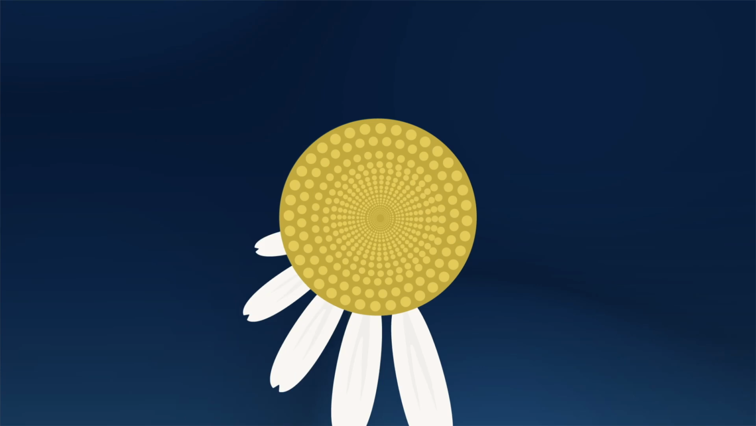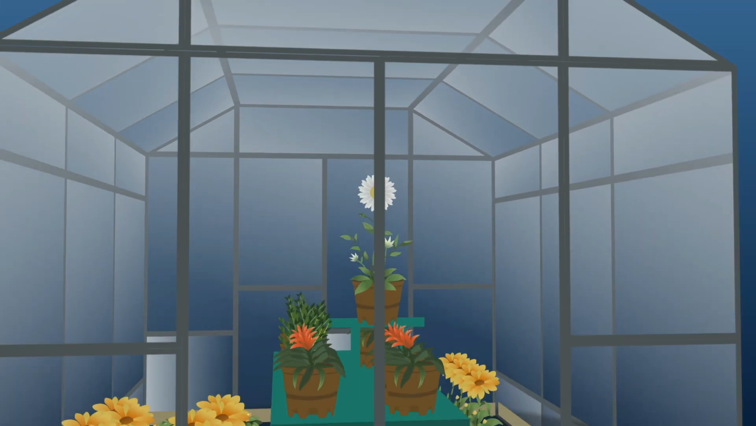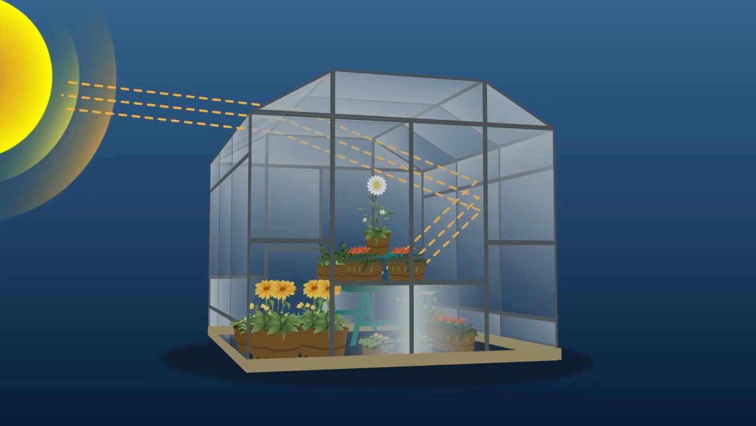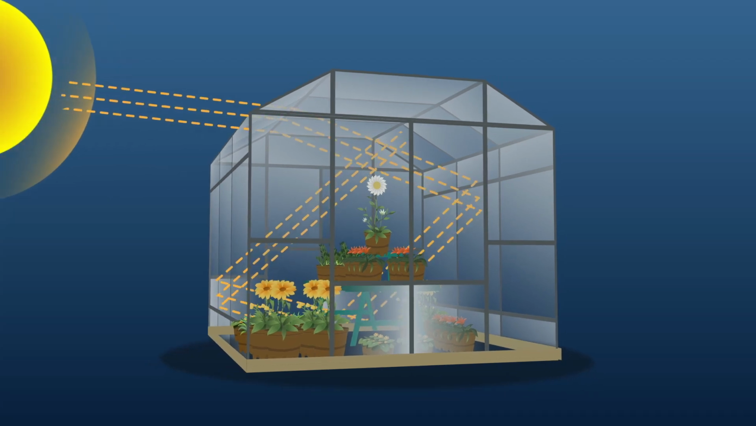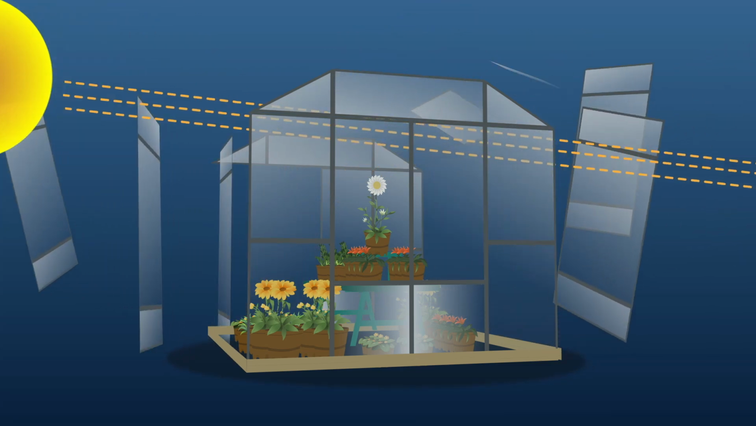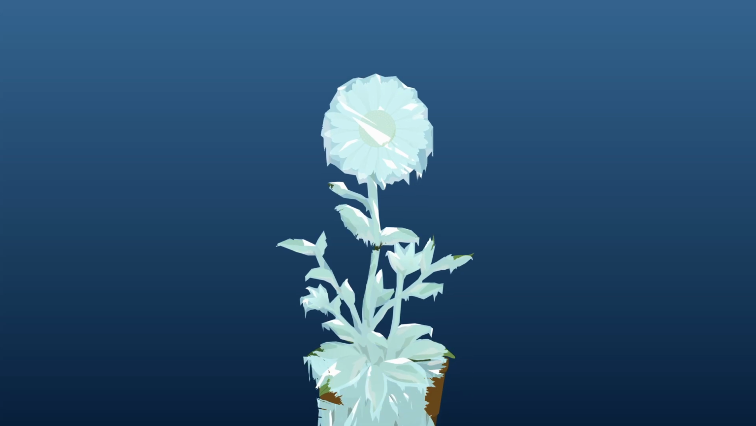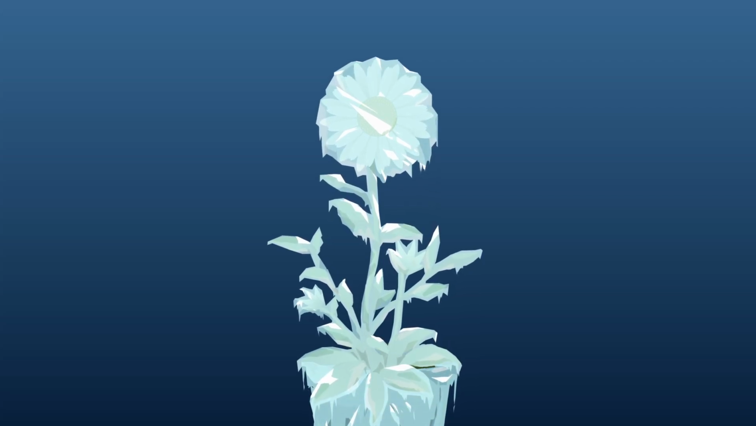Natural gases act like greenhouse glass walls surrounding our planet by trapping the heat from sunlight within the atmosphere. Without this greenhouse effect created by natural gases, conditions on Earth would be too cold to sustain life.